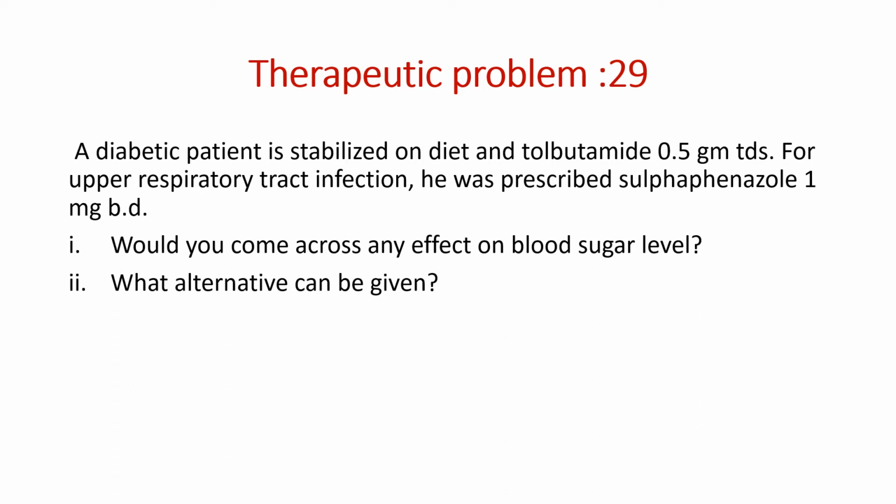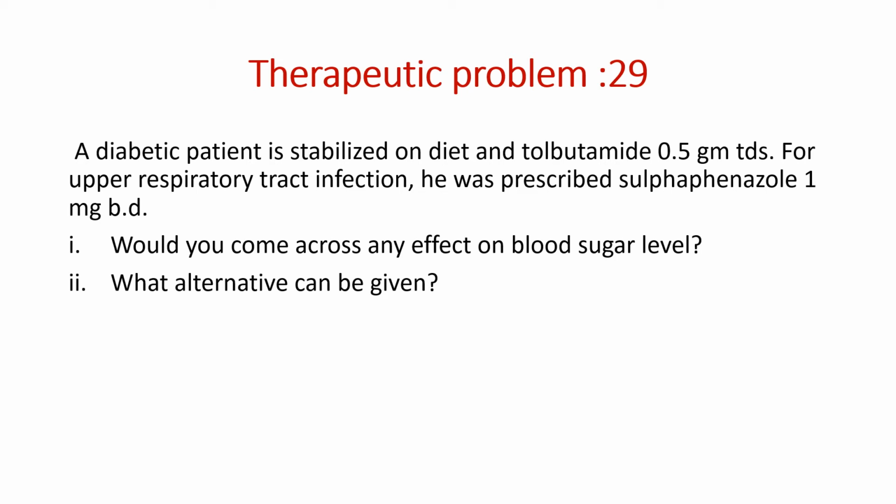Okay, for upper respiratory tract infection, he was prescribed sulfaconazole 1 mg BD. Here the patient is diabetic and he is stabilized on diet and tolbutamide. And for upper respiratory tract infection, he was prescribed sulfaconazole. Now the question is, would you come across any effect on blood sugar level of the patient? And second is, what alternative can be given?